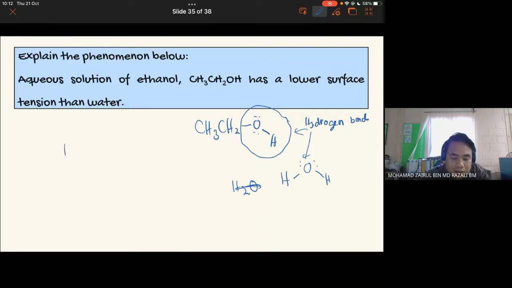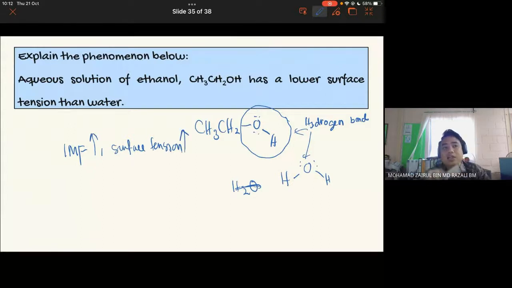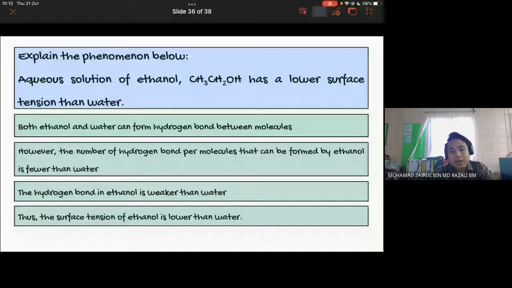Sebab apa? Sebab the strength of intermolecular forces increase, surface tension pun akan increase. Sebab apa? Sebab surface tension ni arise from intermolecular forces. So lagi stronger intermolecular forces, lagi stronger awak punya surface tension. So kalau awak compare ethanol and water, both hydrogen bond. However, the hydrogen bond between molecules of ethanol is weaker compared to the hydrogen bond between water molecules. So that's why lah surface tension of ethanol ni lower compared to surface tension of water. Ini cara jawab je lah. Yang ni sama je macam saya terangkan tadi, cuma saya dah buat dalam bentuk ayat.